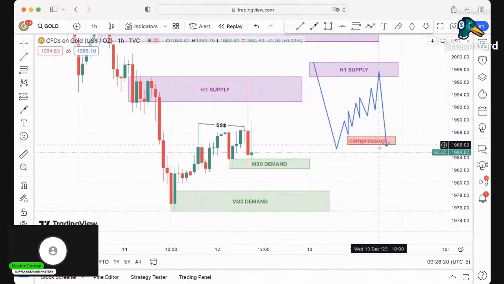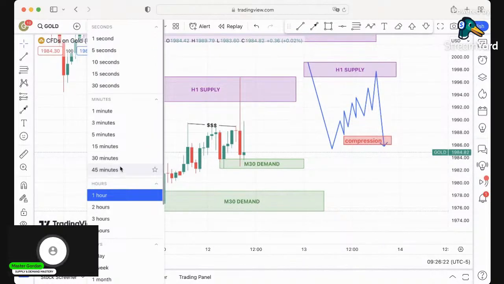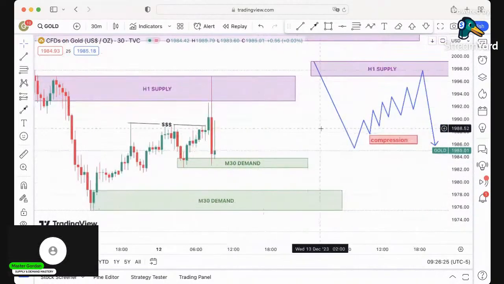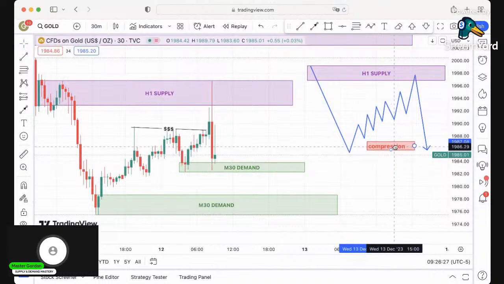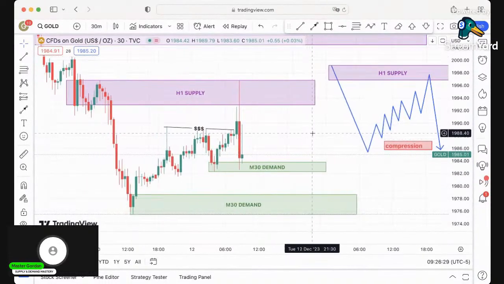So for the gold, we should keep focus on the sell setup because the structure is still in bearish bias.